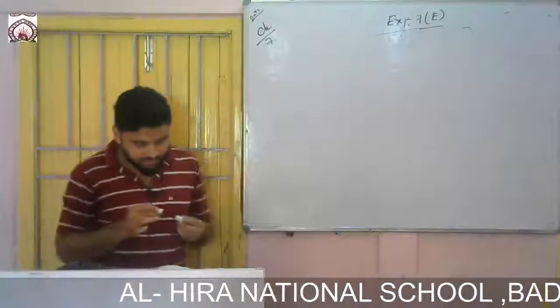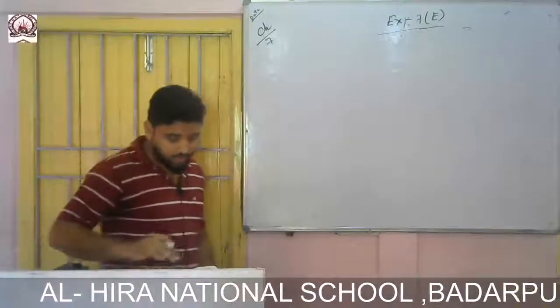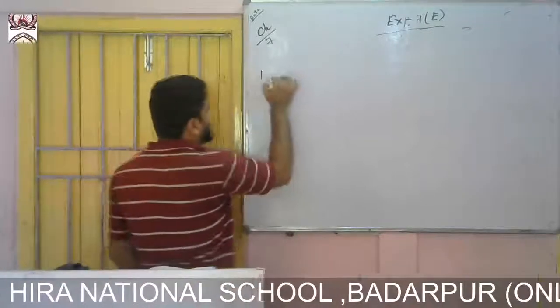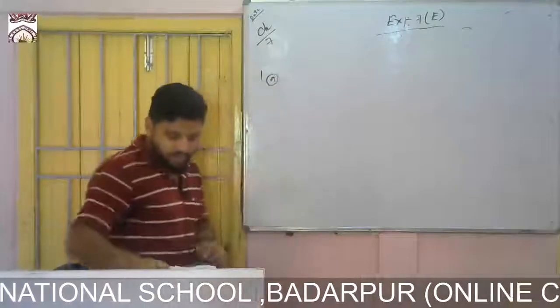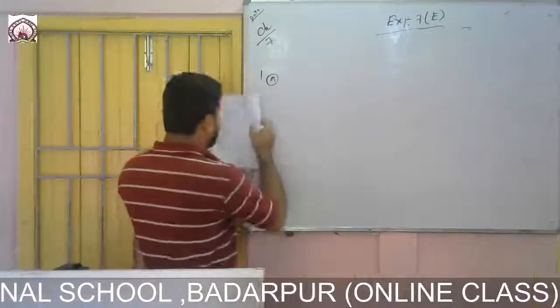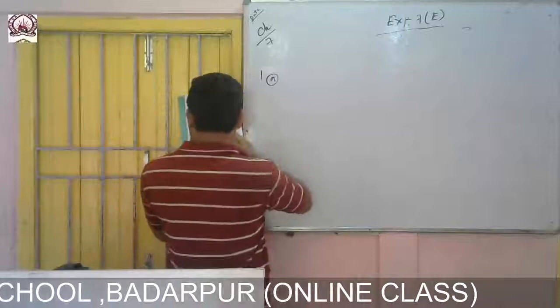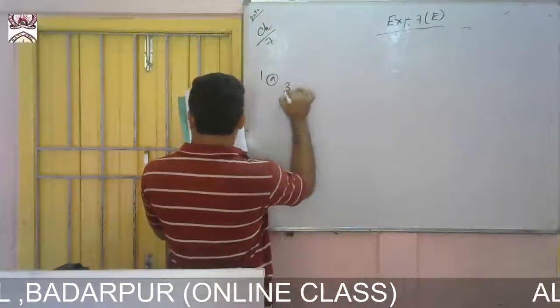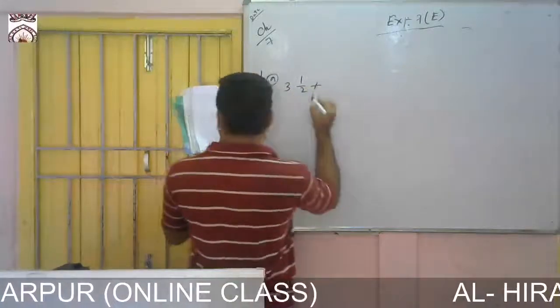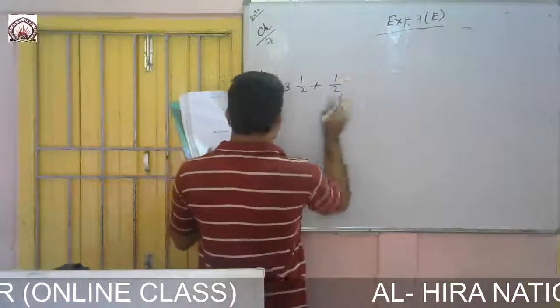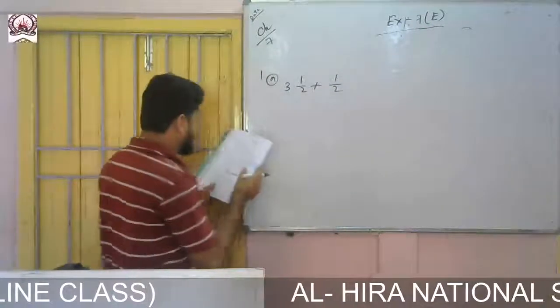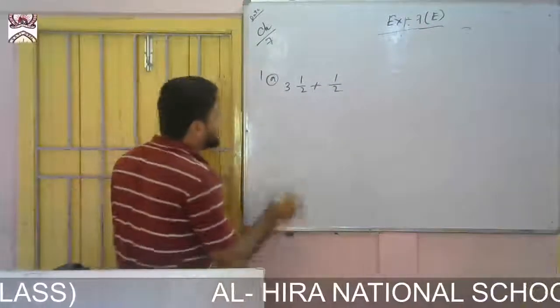Exercise 7E. Okay, so from question number 1, what is the question? Let me see. 3 1 by 2 plus 1 by 2. Okay, I need to add this one. So in this case, what will we do?